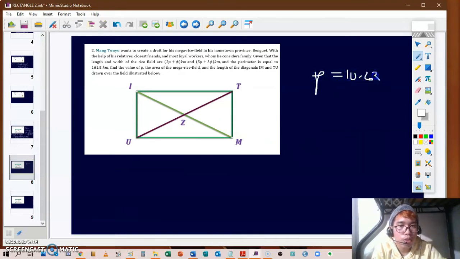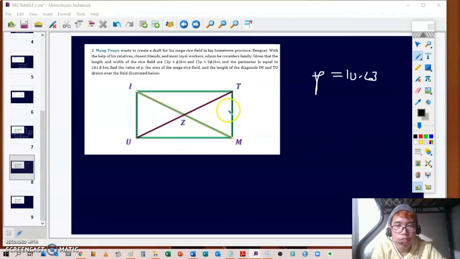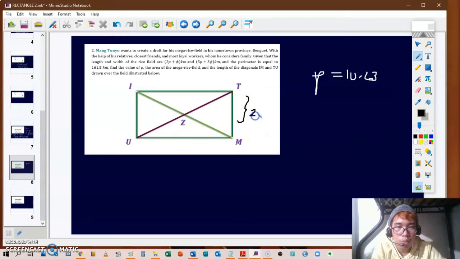So how can we solve for the value of the diagonals? Given that the length here is 2P plus phi, and the width here is 5P plus 3Phi. What we can do here is substitute the value of P, so we can know the value of the length and the width.